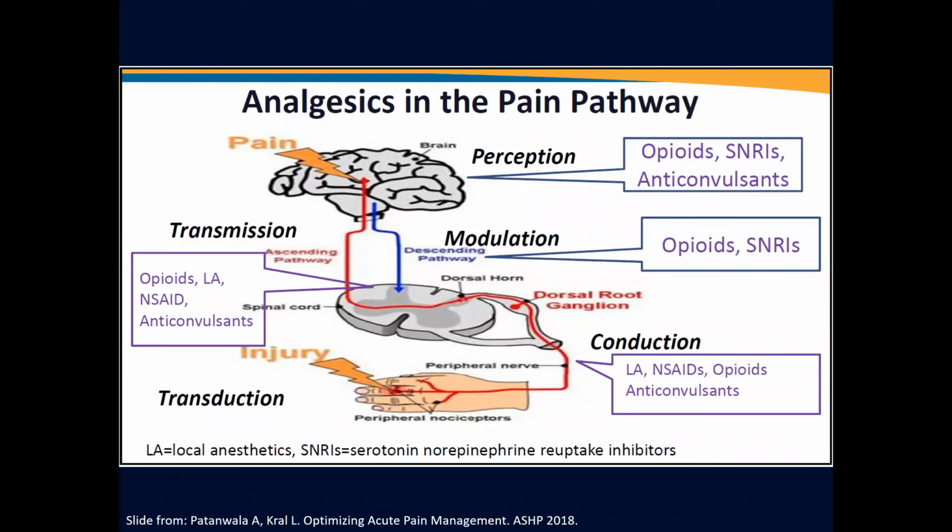Another way to look at it might be to look at the ascending and descending pain pathways. So if you look at the purple boxes located to the left and the lower right, we can affect transmission and conduction with the medications that are listed here. So opioids, local anesthetics, NSAIDs, anticonvulsants. But we can also inhibit perception and blunt modulation by use of opioids and other options such as SNRIs and anticonvulsants here as well. So it's this combination of agents that really achieves analgesic optimization.